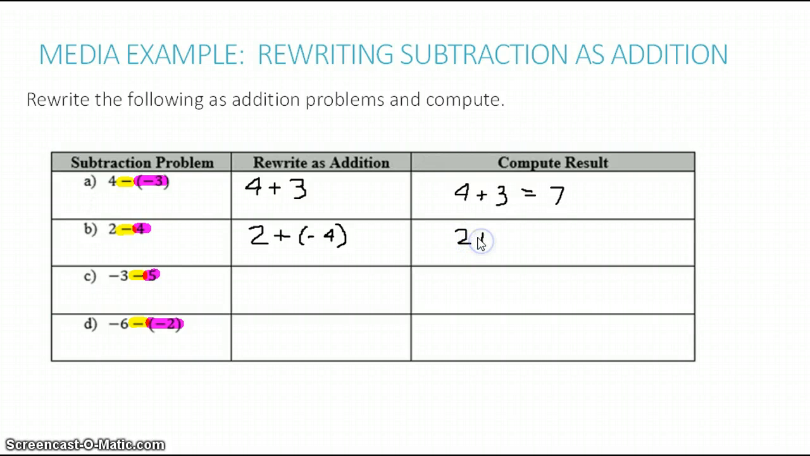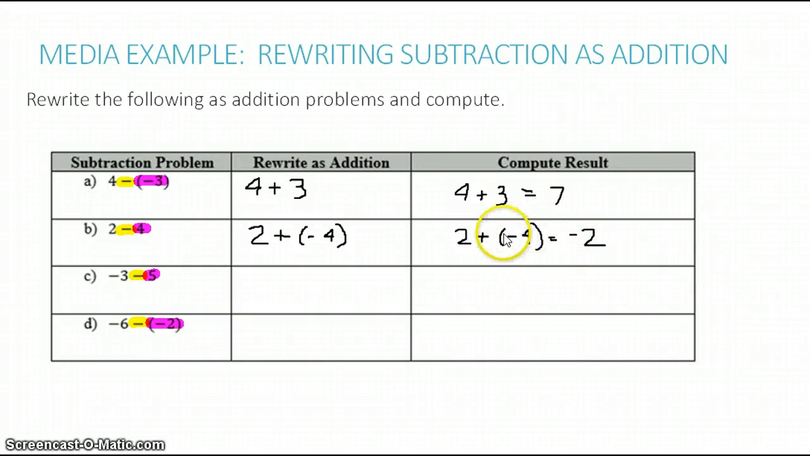Well, when we have two numbers with different signs and we're adding them, we subtract their absolute values. So the absolute value of 2 is 2, the absolute value of -4 is 4. So the difference between 2 and 4 is 2. And then we keep the sign of the number with the larger absolute value. So since 4 is bigger, we have negative as our result.